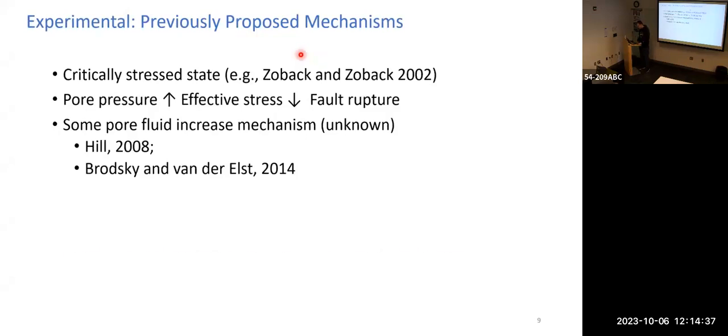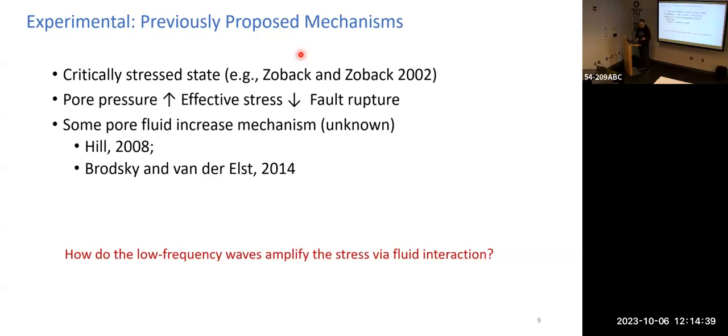So David Hill and Brodsky both proposed some pore fluid increase mechanisms, which can explain the fluid participation in the remote triggering. And we want to answer the third question: how can low frequency waves change the pore fluid pressure, which can solve the third question, that why remote triggering earthquakes have a preference on low frequency incident waves?